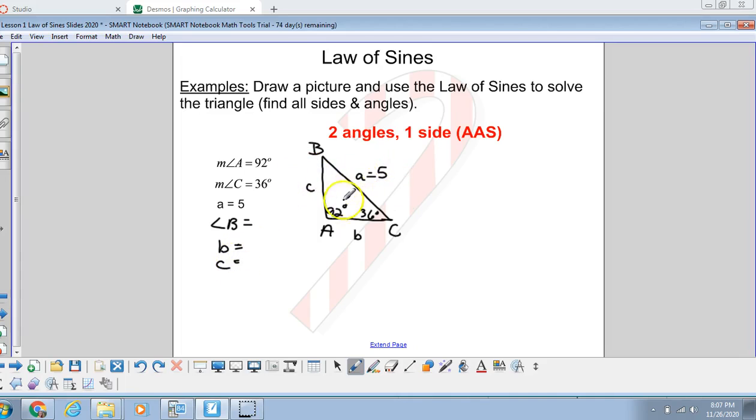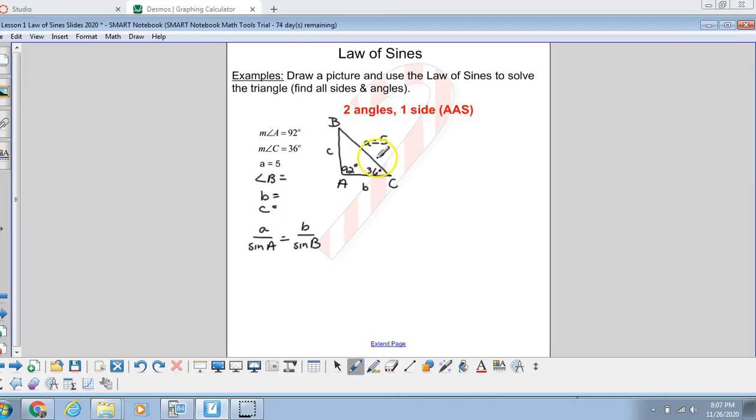All right, since A is the one that we know about the side and the angle, we're going to start off using A and sine A. So we're going to use A over sine A equals B over sine of B. Okay, so let's fill in what we know. A is 5, and sine of A, well, A is 92 degrees. We're going to have the sine of 92 equals B over the sine of B.